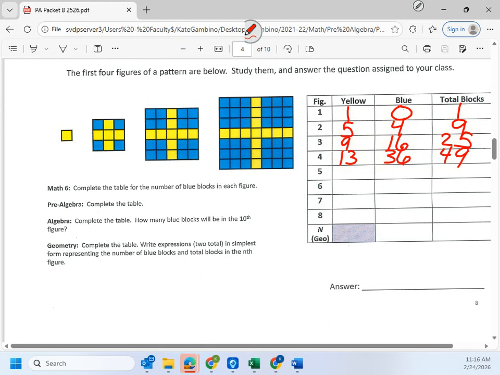Now, to complete our table, look to see what pattern you have. How are we increasing for the yellow? How are we increasing for the blue? How are we increasing for the total blocks? Oh, what are my favorite kind of numbers? Perfect squares. Perfect squares fall into our patterns so easily. So you can look at those perfect squares, look at what patterns there are, and you can finish those columns easily.